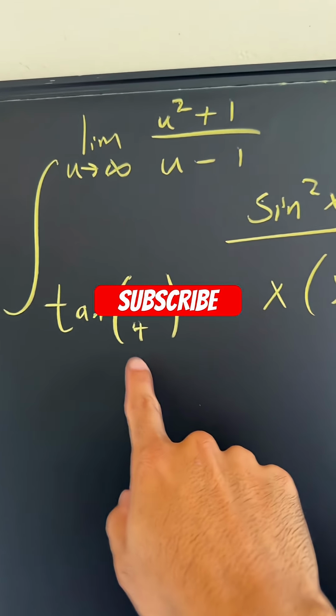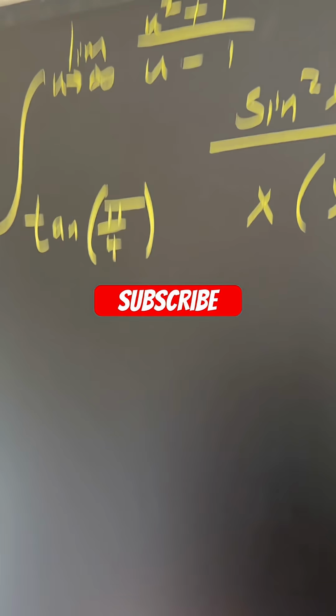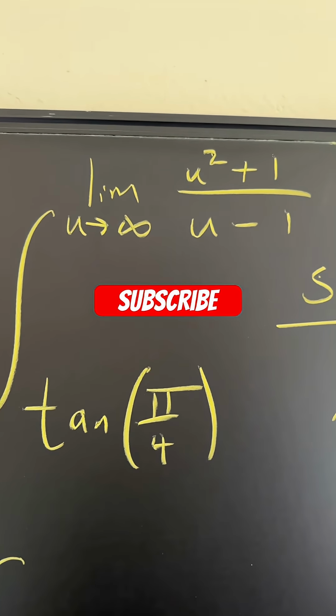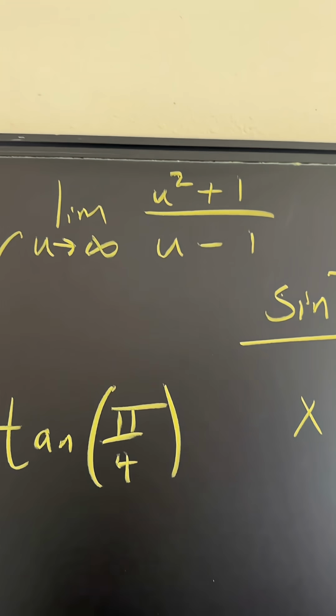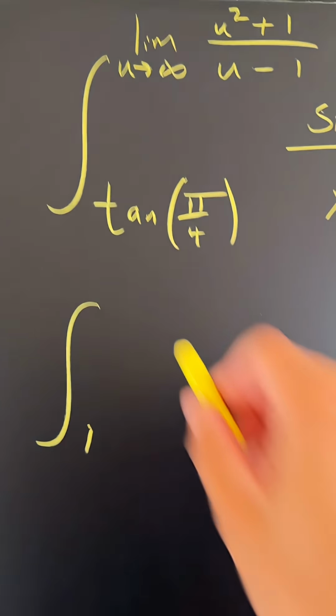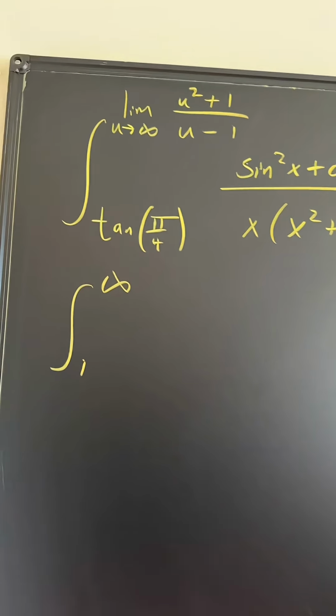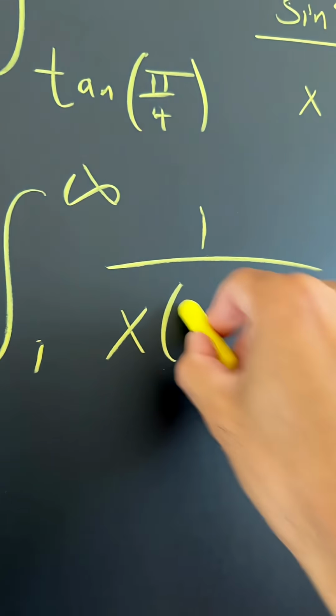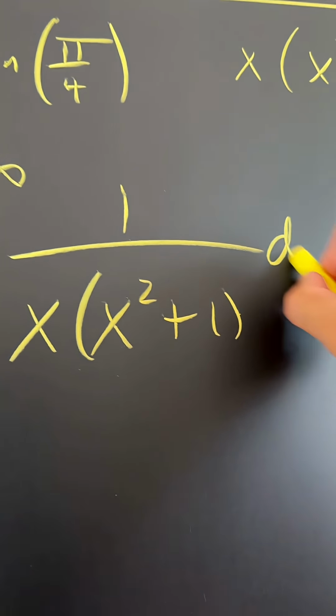Well, first we have the tangent of pi over 4. Well, that's just going to be 1. So we have 1 on the bottom here. This right here, we have the limit as u approaches infinity. So whenever we have infinite limits, we just look at the degree of the top and bottom. Looks like the degree of the top is bigger, so it's going to grow faster. Therefore, the upper limit is going to be infinity. Then we have sine squared plus cosine squared. Well, that's just 1 over x times x squared plus 1 with respect to x.